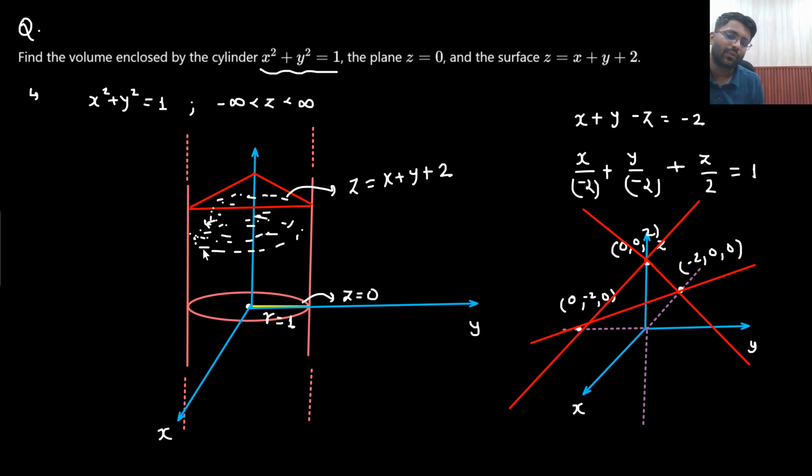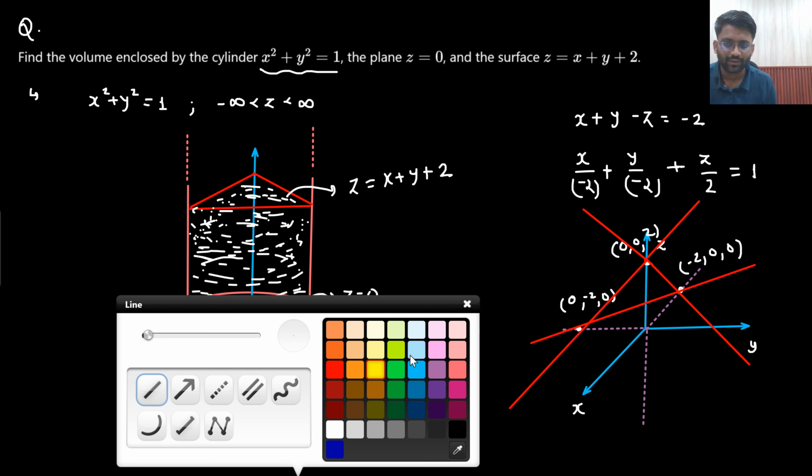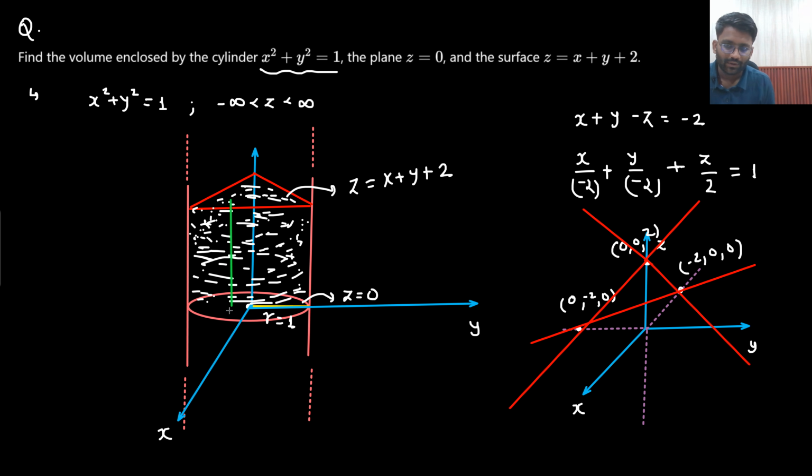So what I need to do, first of all, is take the limit of z. What will be the limit of z? When you take the limit of z, it would go on in this manner. So z will be going from 0 to x plus y plus 2. Although this was not necessary to make in the examination hall, you would know that whatever the plane is, the limit of z will be going from 0 to x plus y plus 2.